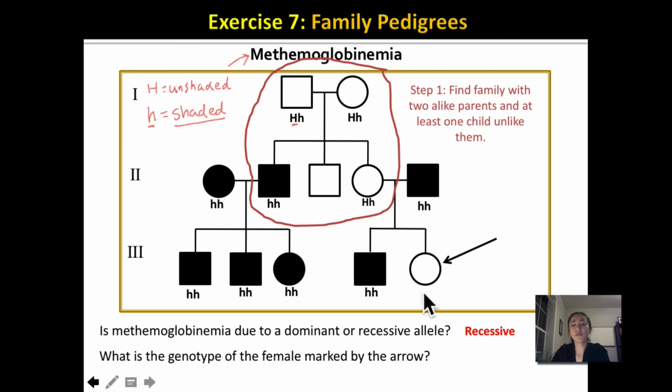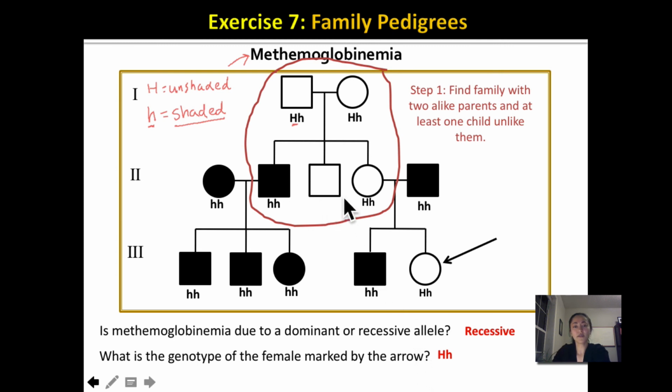If we look at this female too, she has a big H that she could have gotten from this parent. But what did she have to get from her father here? The only thing she could have got from him is a little h, so she must be heterozygous. We know with certainty that she's heterozygous.